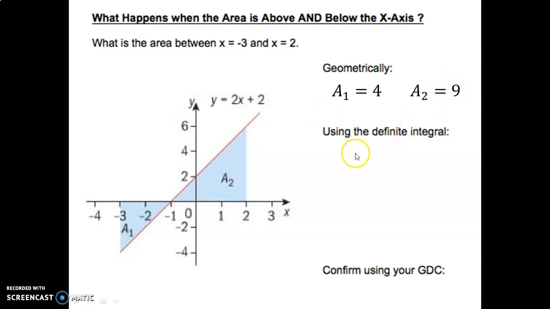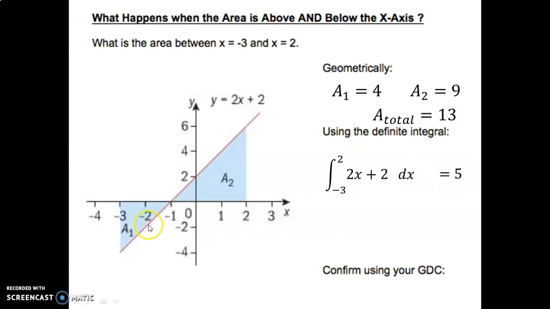So by using the definite integral, let's see what happens. Oh, the total, by the way, that's 13. So we know that total blue area is 13. Using the definite integral, however, if we set up from -3 to 2, for that function, we know it's this line, 2x plus 2, and we run that definite integral, it gives us an answer of 5. You can double check if you have your calculator, but it is 5. It doesn't match this 13.